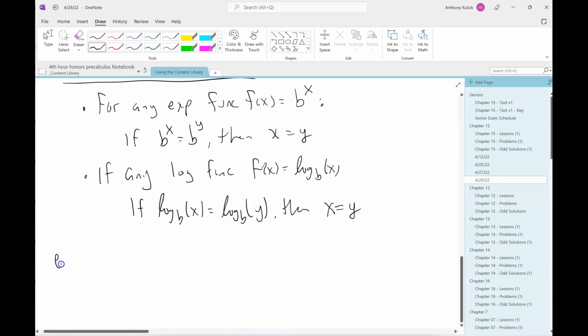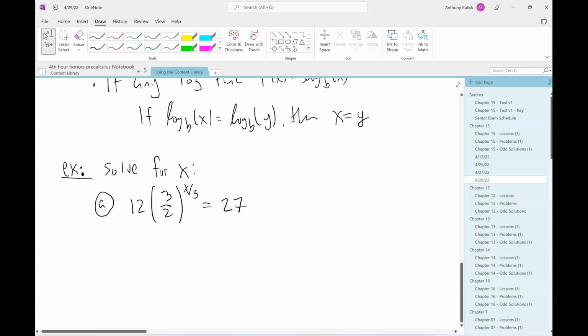So sometimes it's really convenient to use this definition directly. Other times we'll interpret this a little bit differently. All right. Let's say we have the equation 12 times 3 over 2 to the x over 5 equals 27.